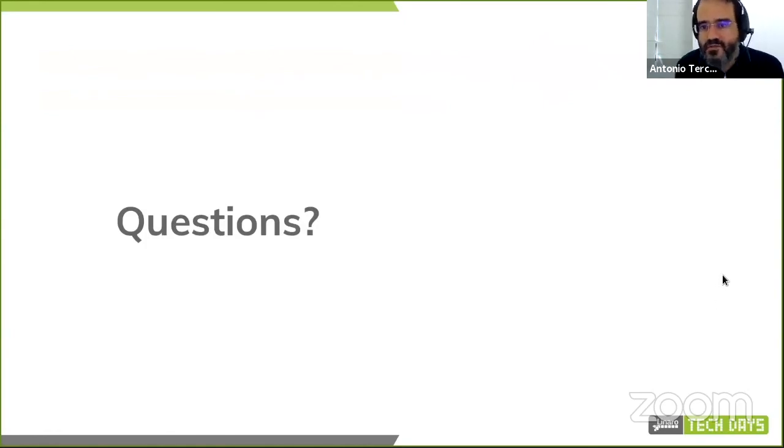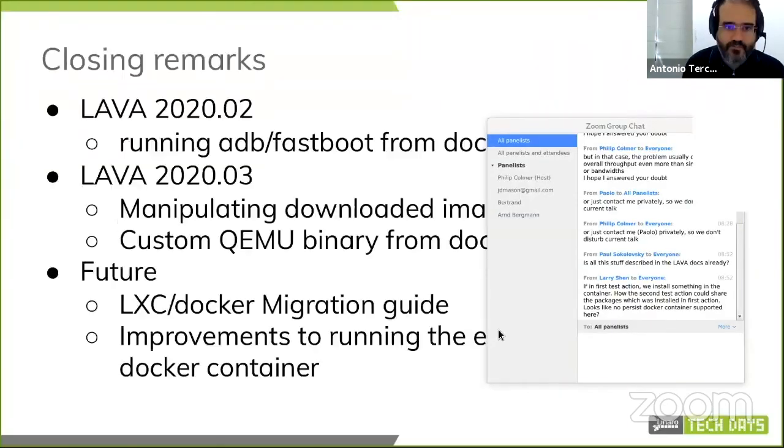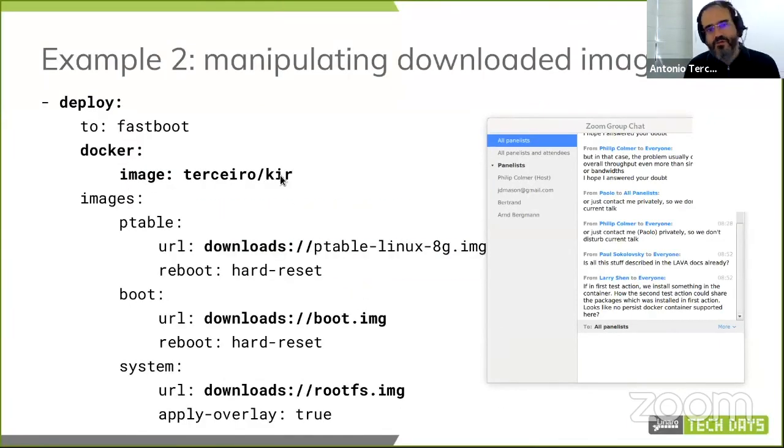Larry asks, in the first test action, we install something in the container. How could the second test action share the packages which were installed in the first action? Looks like no persistent Docker container is supported here. Yes. So the point is, you provide your container with everything already inside. So you don't have to install anything inside the container. So when we say here use this image, then we assume that everything you need is already inside the image. So you shouldn't need to install anything in the container at the job definition stage, at the Lava test job. So you provide your container with everything you need already inside.